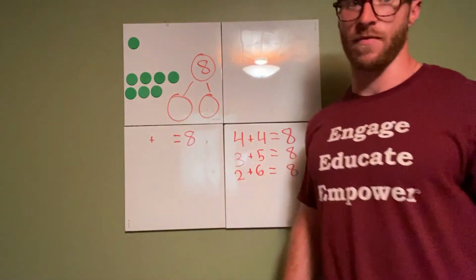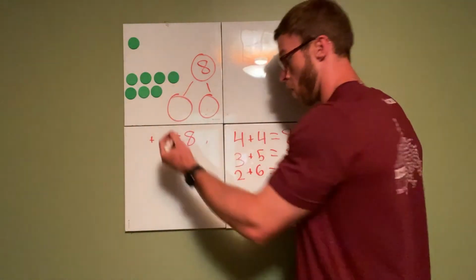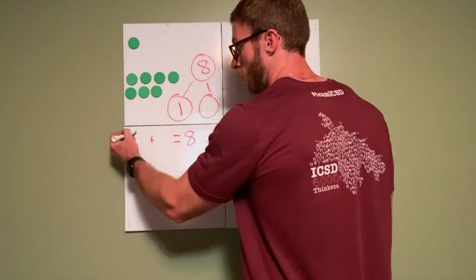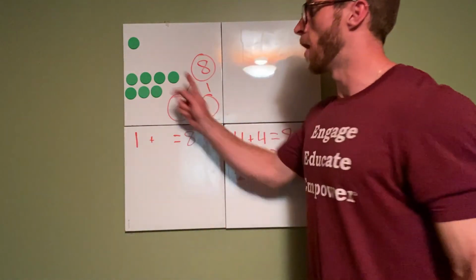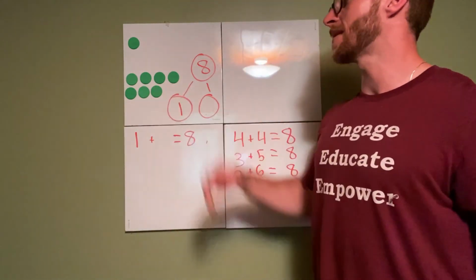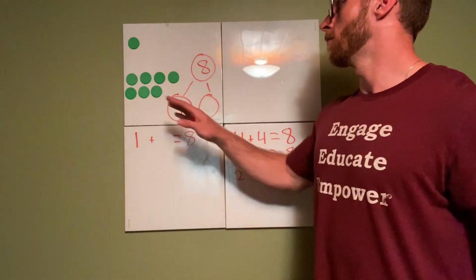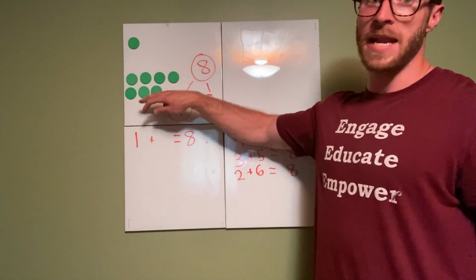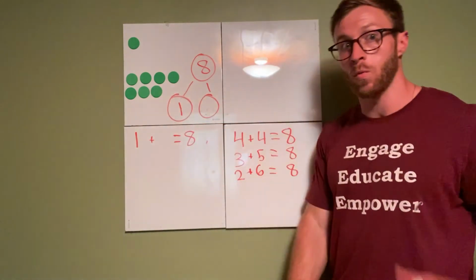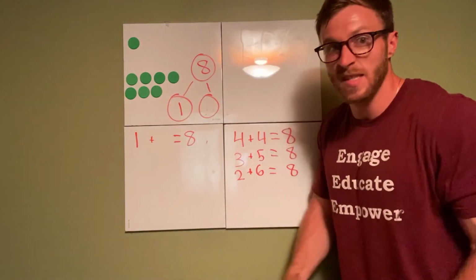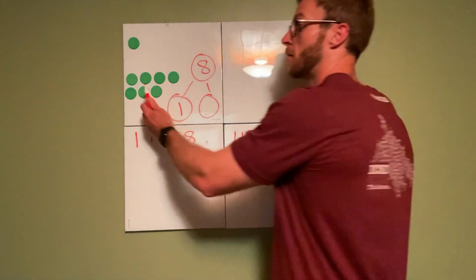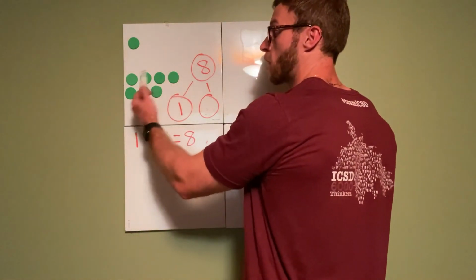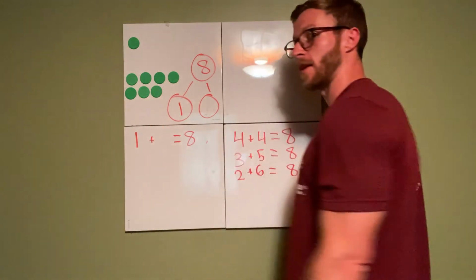Now how many do I have up top? 1. How many do I have on the bottom? We had 7. Or sorry, we had 6. Oh, I see. We had 6, but I added one more. So what's one more than 6? What's the next number? 7. 1, 2, 3, 4, 5, 6, 7.